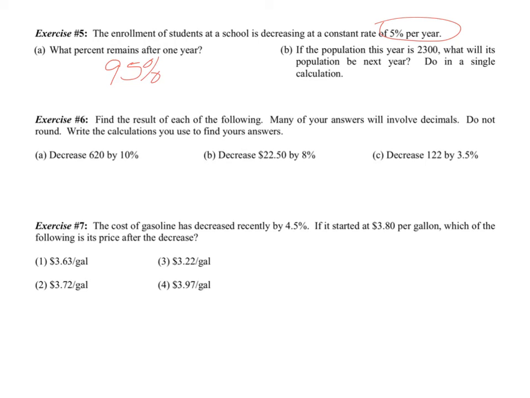So B, if the population in the year is 2,300, times that single calculation of 0.95, because that's how many students are actually going to be there, we'll get an answer very quickly of 2,185.